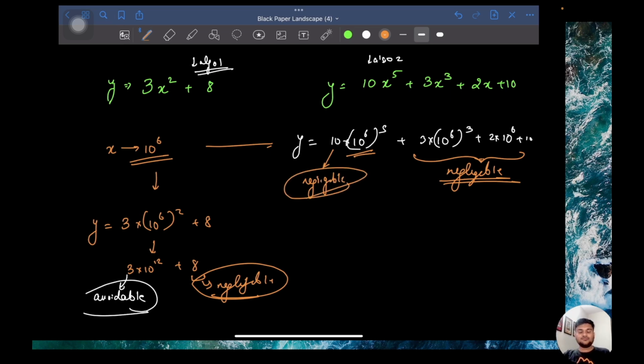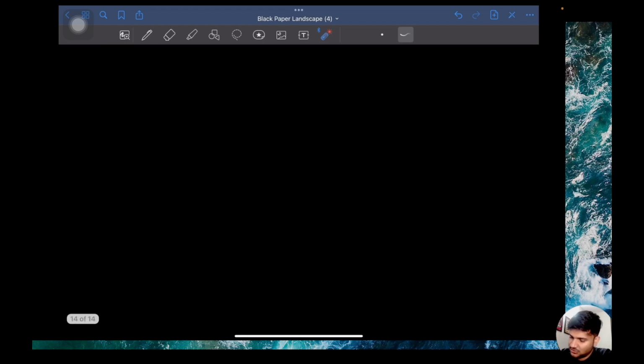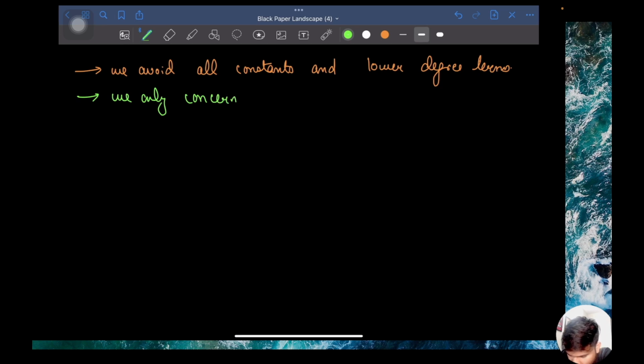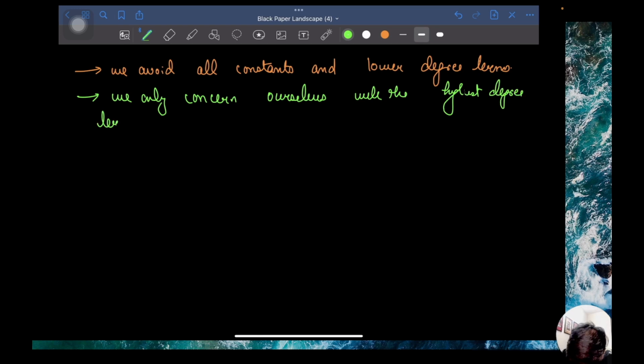If the values are of the magnitude 10 raised to the power 6 whole raised to the power 5, it doesn't even matter whether it is getting multiplied by one more 10 or not. It's extremely huge already, and the rest of the values don't matter because they are extremely small. That is why in asymptotic notation we avoid all constants and lower degree terms. We only concern ourselves with the highest degree term.